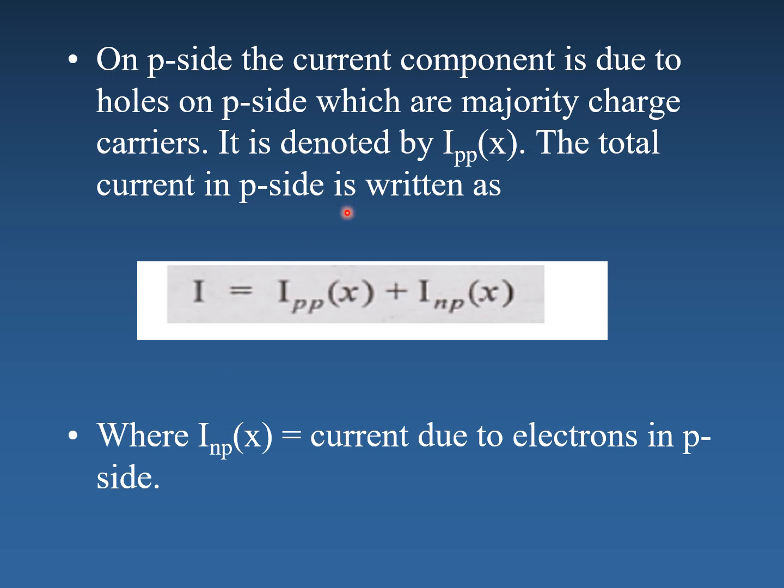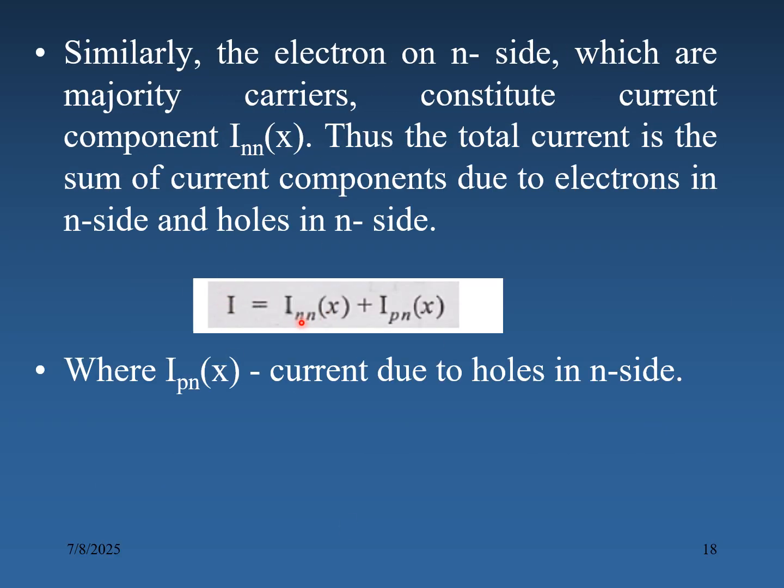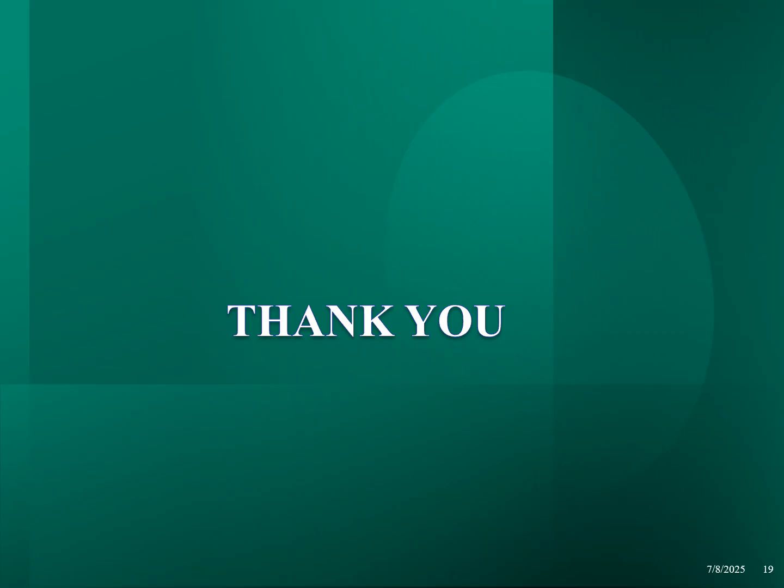Here see, the total current in the P side, IPP of x, that means the hole current in the P side plus the electron current in the P side. The total current in the N side is the same: the electron current in the N side plus the hole current in the N side. Thank you.